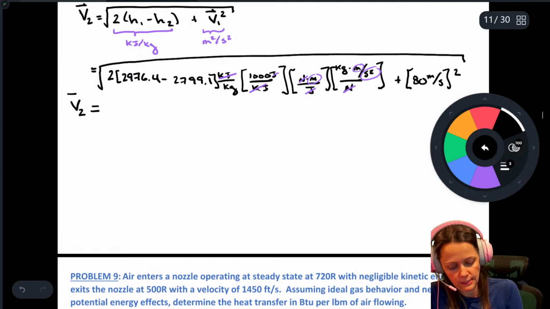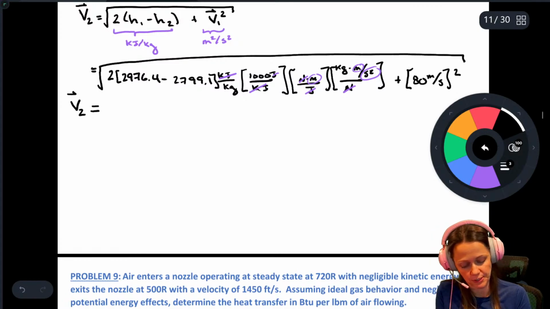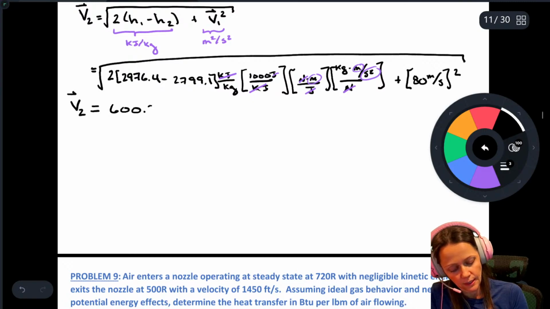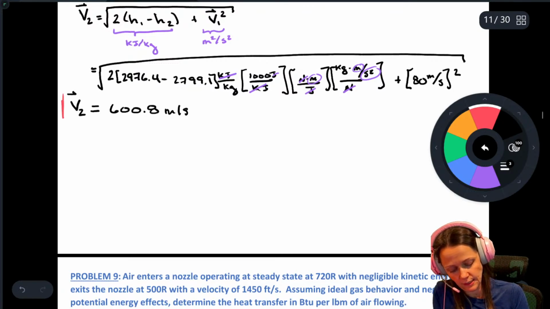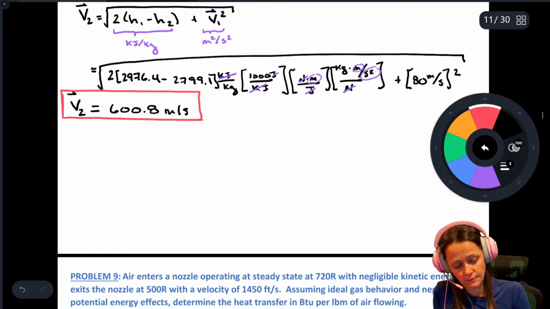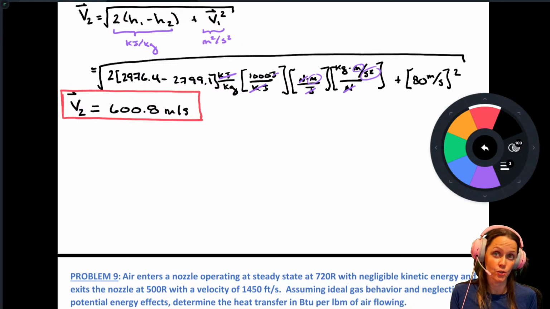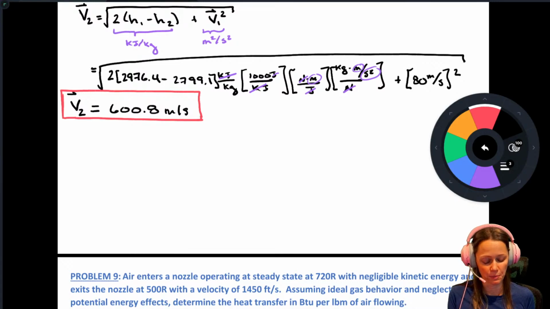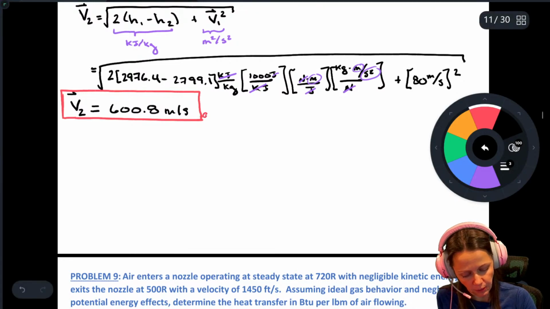So my V2 ends up 600.8 meters per second. If you get an answer that absolutely does not make sense for your velocity, or some number doesn't make sense in a nozzle or diffuser problem, 9 times out of 10, it's a conversion factor problem. All right, so that is part A.